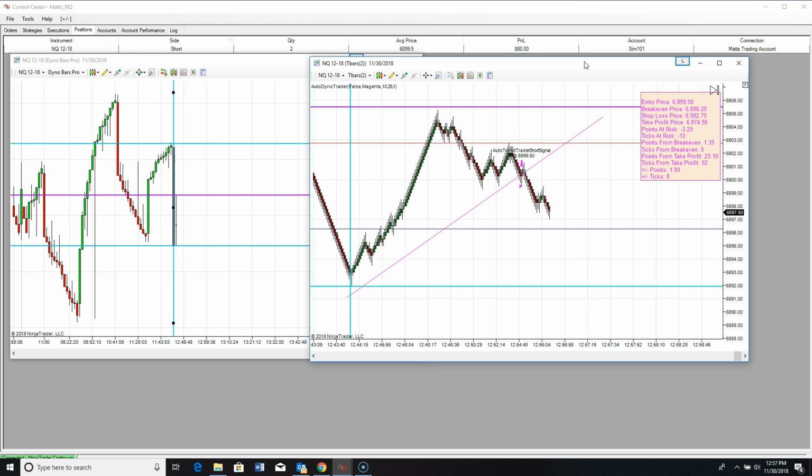Yeah, so that's kind of why I just went down this route, to put something together, quickly automate these entries. I think coupling this with the DynoBars is huge. Make life a lot easier.